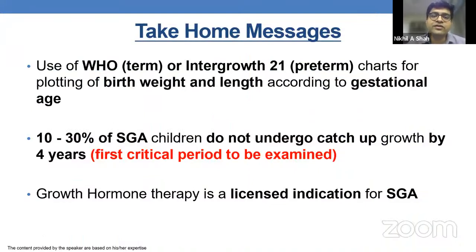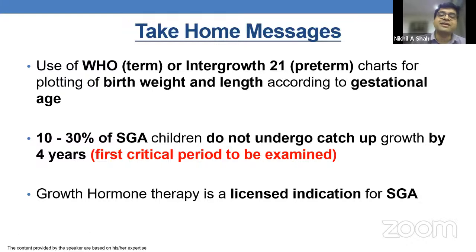Use of WHO charts for term babies or Intergrowth 21 charts for preterm babies should be used for plotting of birth weight and length according to the gestational age. 10 to 30% of SGA children do not achieve catch-up growth by 4 years. So I think this is the first and foremost critical period for the pediatricians who need to be careful and need to refer these children.